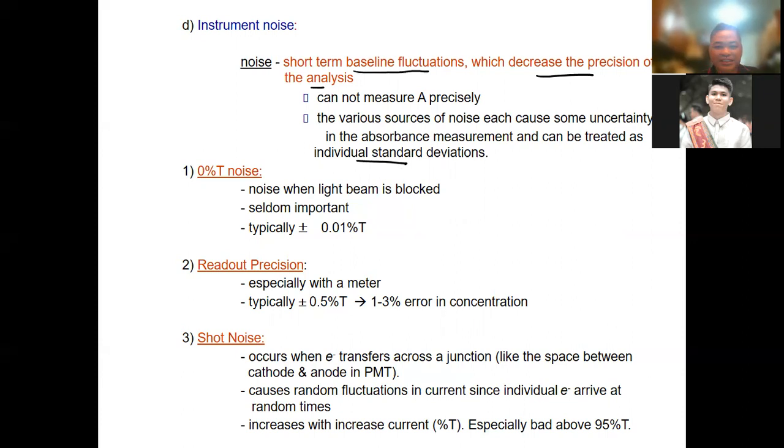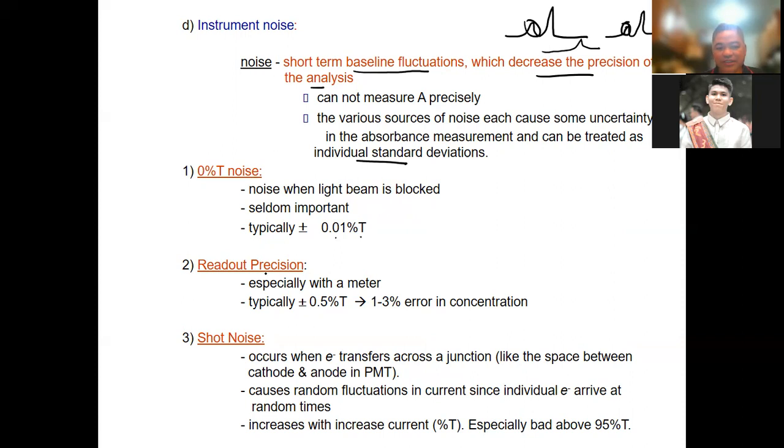Okay? So usually makikita mo naman yung effect ng noise. Let's say in the first reading, meron kang nakitang ganyan. So in the second reading, ganun pa rin. Pero in the third reading, so you could say that's part of the noise. So you just have to do multiple readings. So 0% transmission noise, so noise when the light beam is blank. Okay, it's seldom important and typically it's just around 0.01% of the transmission.